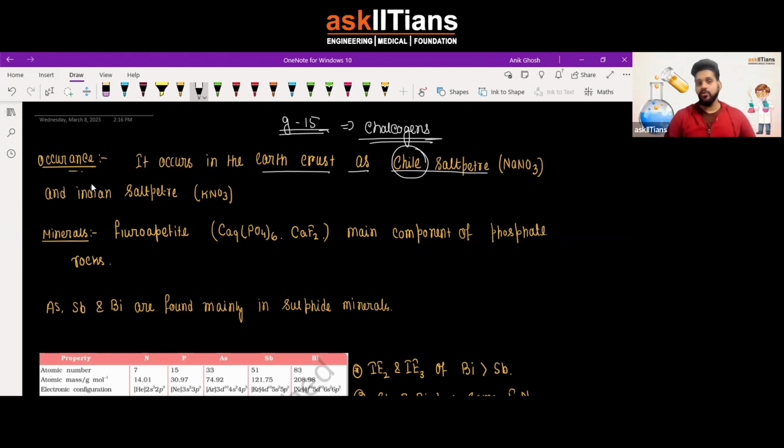Similarly, we have another source which is called the Indian saltpeter, which is potassium nitrate. The sodium nitrate is chili saltpeter, and potassium nitrate is the Indian saltpeter. These are the two sources from the earth crust for nitrogen.